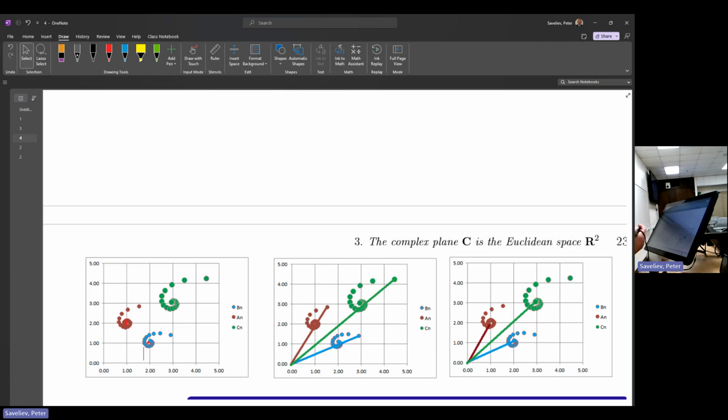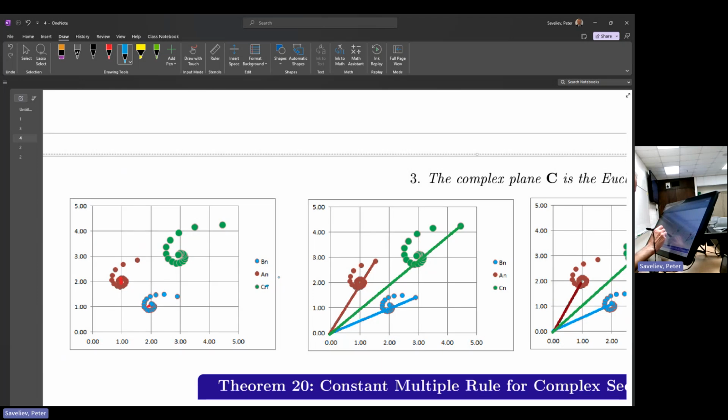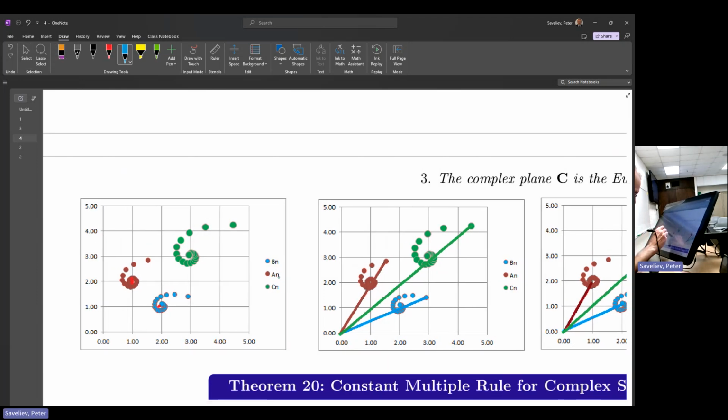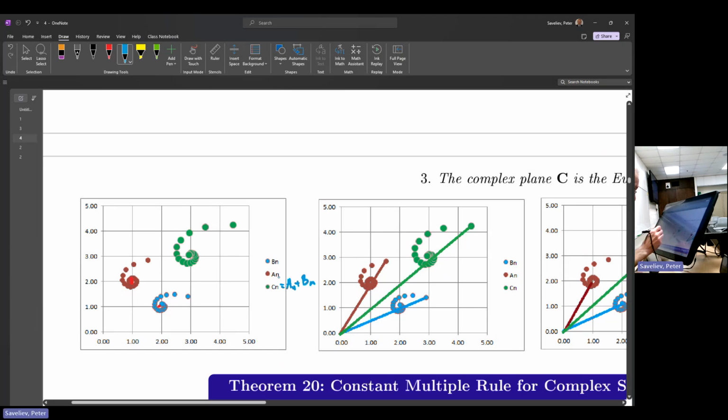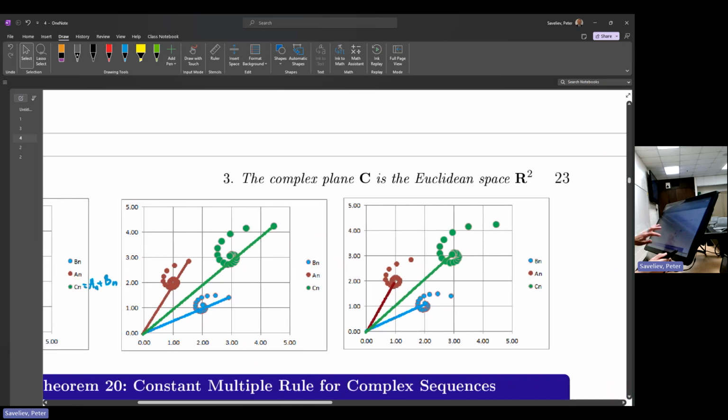Okay, so let me, C is equal to right here, Cn is equal to an plus bn. So the green one is the sum of the blue one and the red one. And then the issue is there are three limits to worry about, and what's the relation between them? And the answer is once again they add up together. So one limit here, the other limit is there, and then the sum is right here.